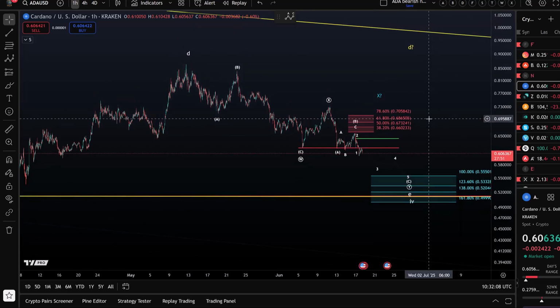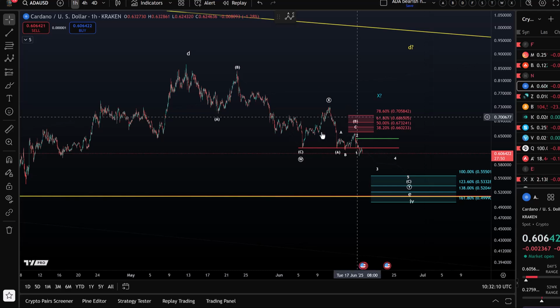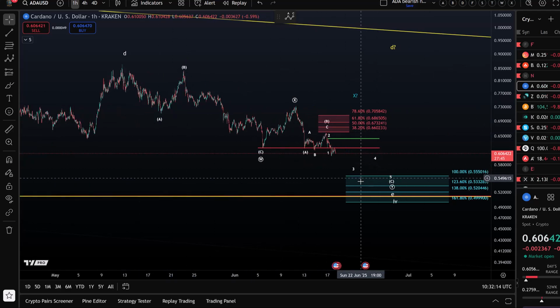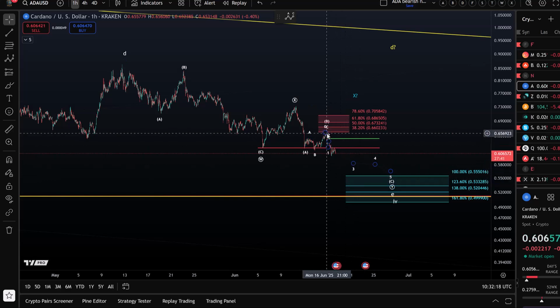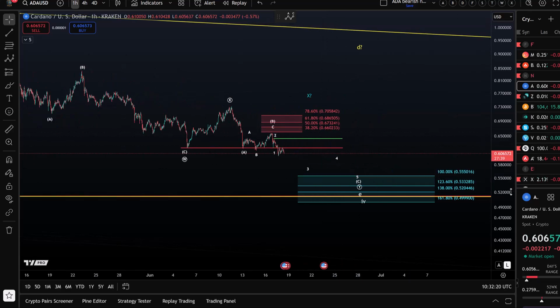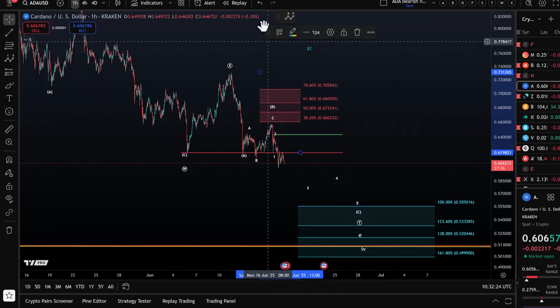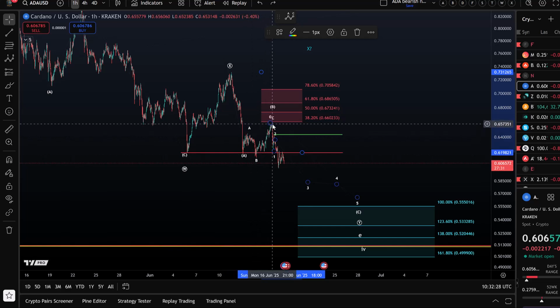On the ADA chart, we are still tracking this unfolding C wave to the downside. I think we discussed it in yesterday's video that this B wave probably topped in our resistance area, or just below even, which shows even more weakness, just below the 38.2 retracement. So we had a three-wave rally towards resistance. We had an impulsive-looking rejection.